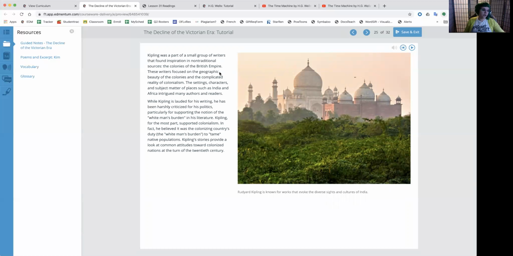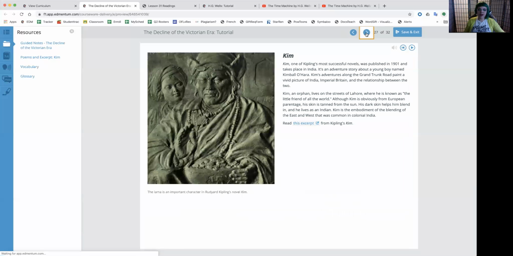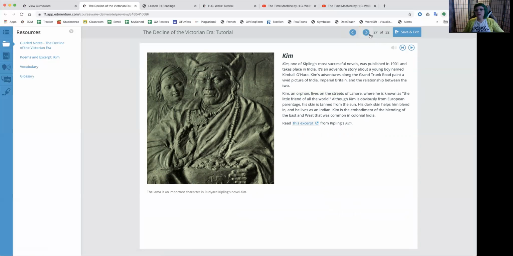Okay, so the second question asks us to explain how Kim's heritage influences his relationships, right? So we learn that Kim is an orphan. He lives on the streets in India. So how does it influence his relationships with his friends? How does he think about the British people? So if you go through the excerpt, you can do all that.